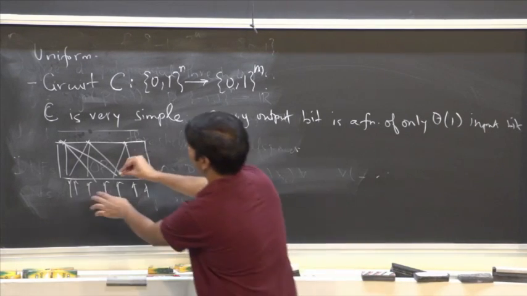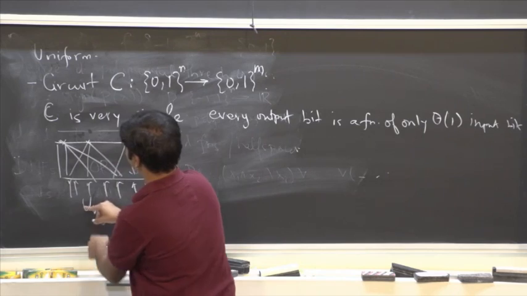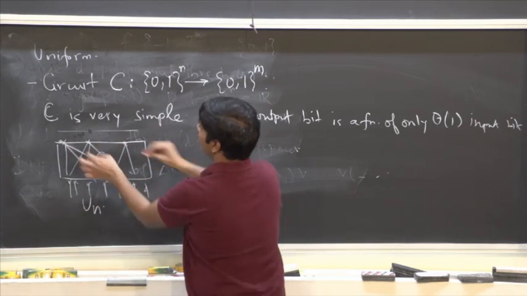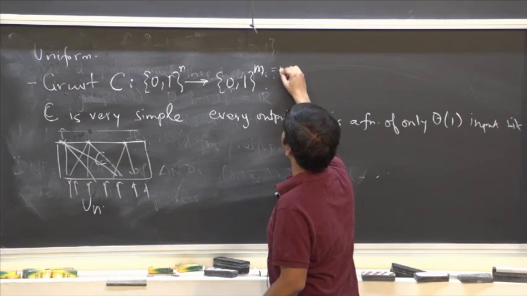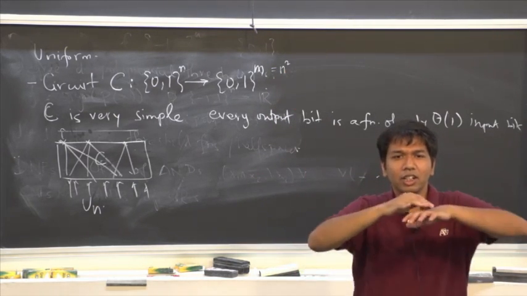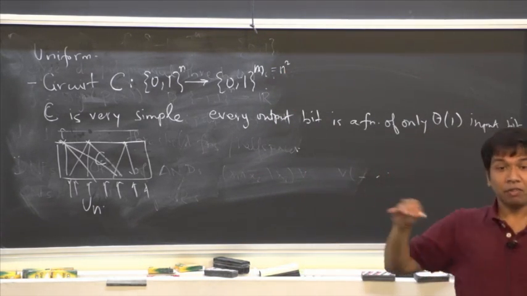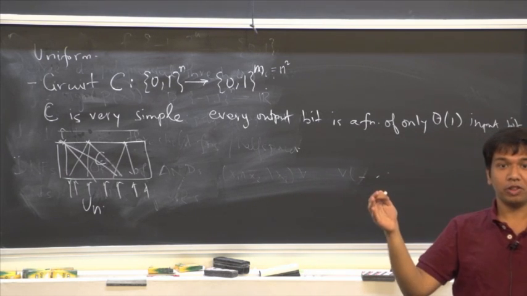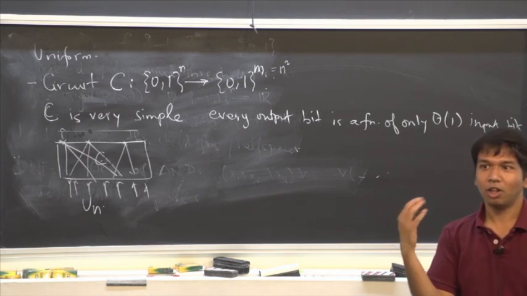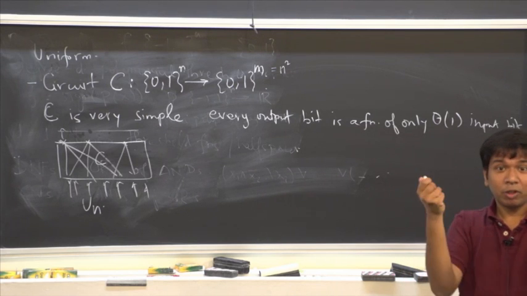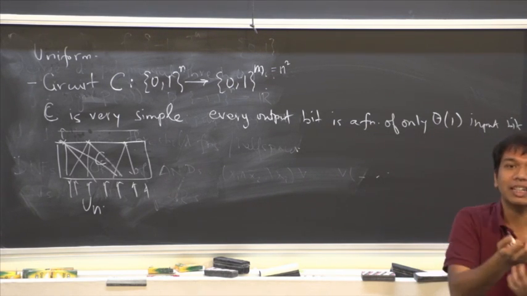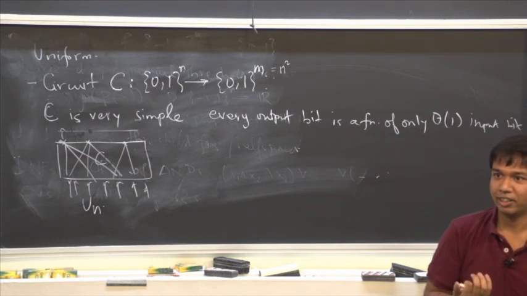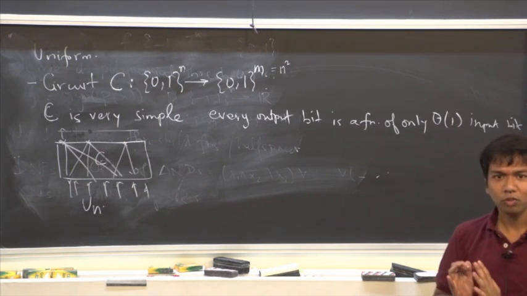Yeah, the input is uniform on n bits. This is a circuit C, and the output m might be n square. So now the output, of course, is not uniform. It's very far from uniform. It has only n bits of entropy, or maybe even less. But it's cryptographically hard to distinguish it from uniform. So you can't even distinguish it from uniform, leave alone learning this distribution in any reasonable sense. This doesn't constitute a formal proof.